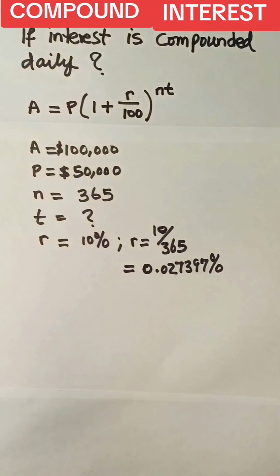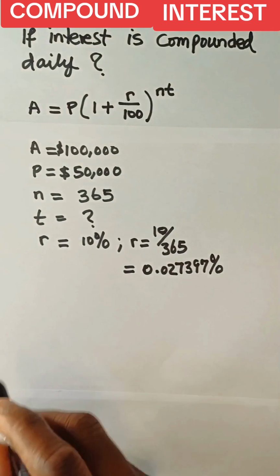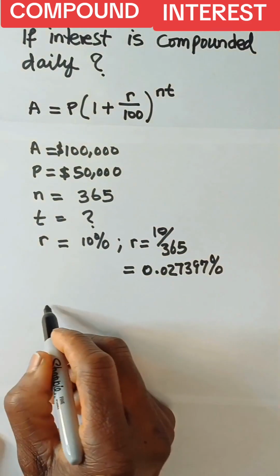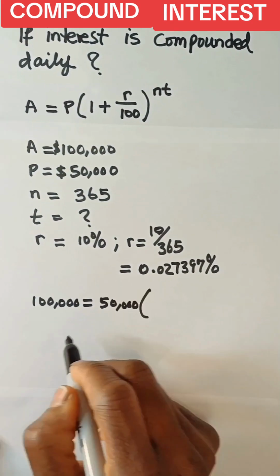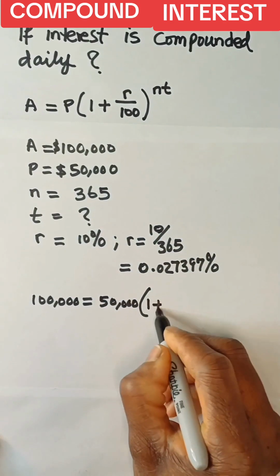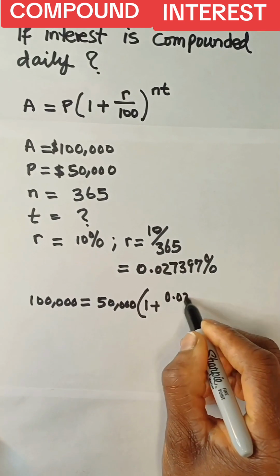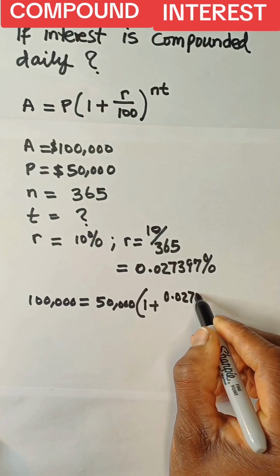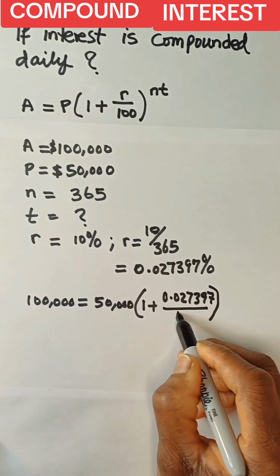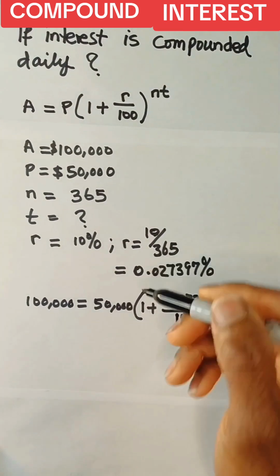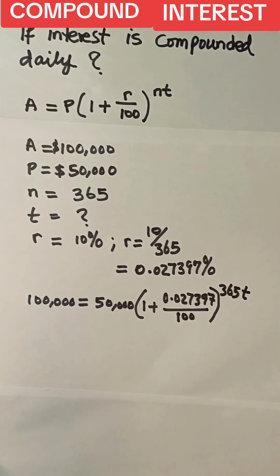All right. So the next thing we're going to do is to plug this information we have in the formula. Okay, so we will now have A, which is 100,000, is equal to P, which is 50,000, times 1 plus R. Our R is 0.027397 divided by 100. Our N is 365 times T. Okay, now let us simplify what we have.